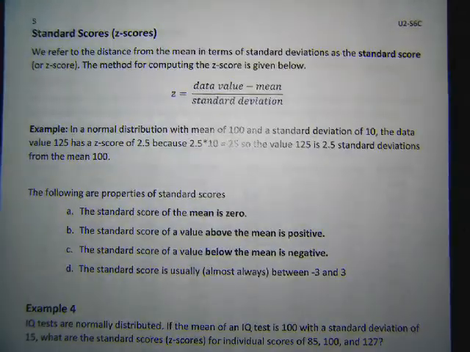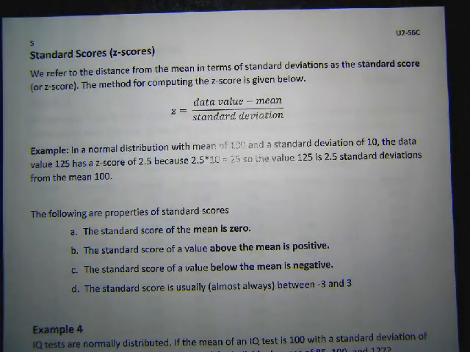Okay. Standard scores, or the Z-scores. So a lot of times we want to know the distance of a certain value from the mean. We did the standard deviations where we're finding the average distance for all the values. But a lot of times we want to look at a value and say how far on average is that from the mean in terms of standard deviation.